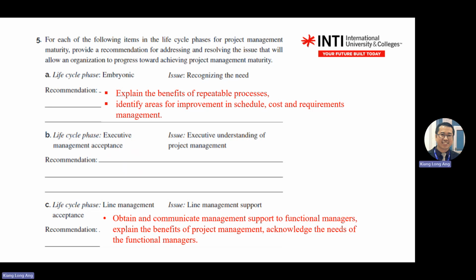Okay, so B1 is executive management acceptance. The life cycle phase is executive management. But now with your executive, you have an issue: executive understanding of project management. So still the same: when people don't understand, you explain. Because you as a project manager, your job is to communicate. So you explain by providing supporting information about the success of the projects.